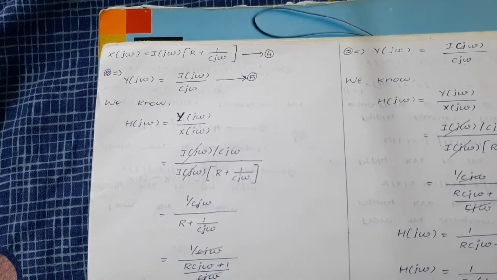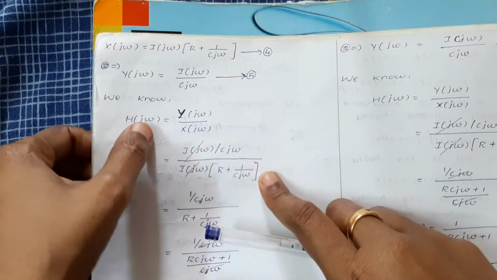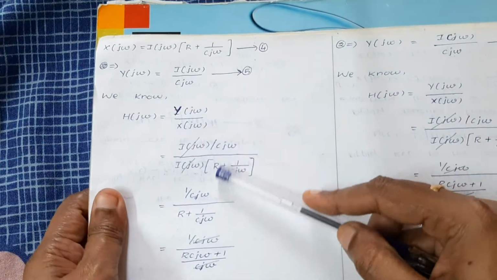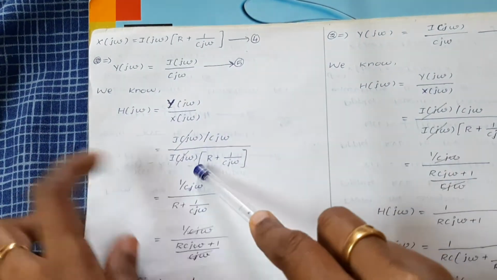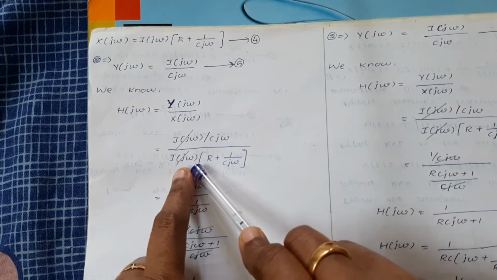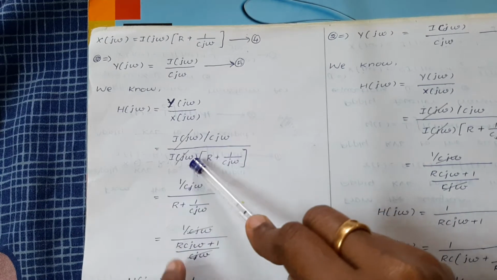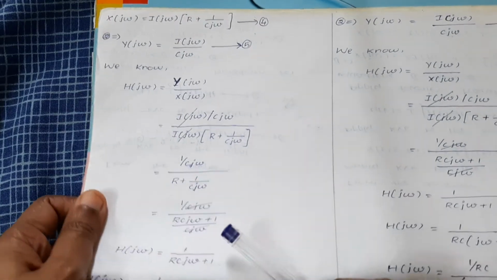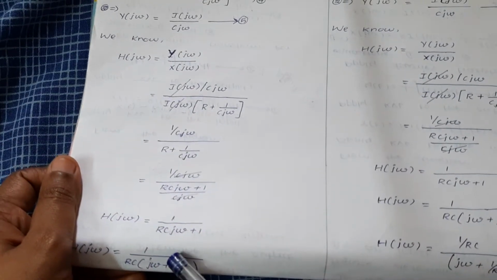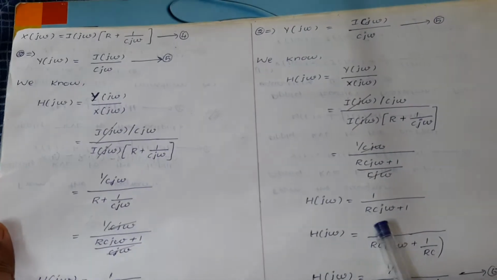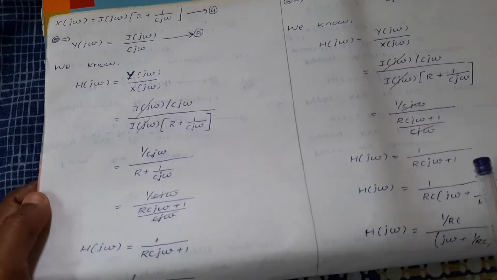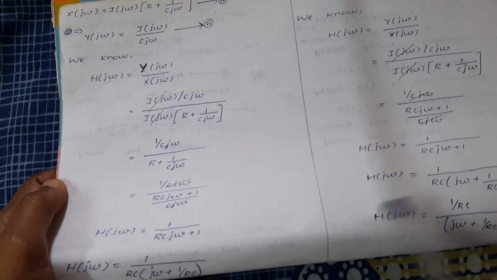So in order to find y of t, we take the transfer function h of j omega, that is y of j omega by x of j omega, and substitute that value. Taking X of j omega outside, it cancels and you get this value. What do we get for h of j omega? 1 by RC j omega plus 1. Here also the same thing, so both are the same value.